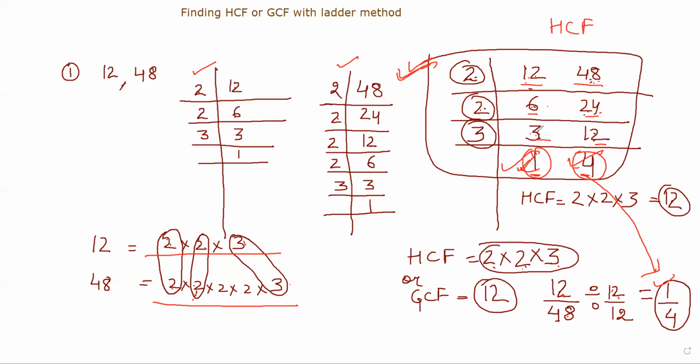Then I divided both 3 and 12 because the common factor is 3. So I got 1 and 4. So 2 times 2 times 3, that is equal to 12, is my HCF, and 1 is the numerator, and this is the denominator. My lowest form is 1 by 4.